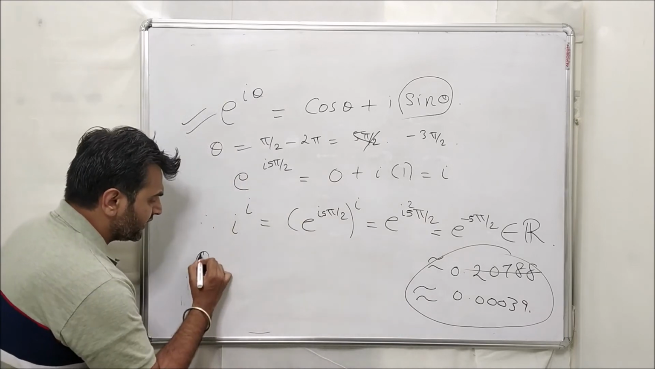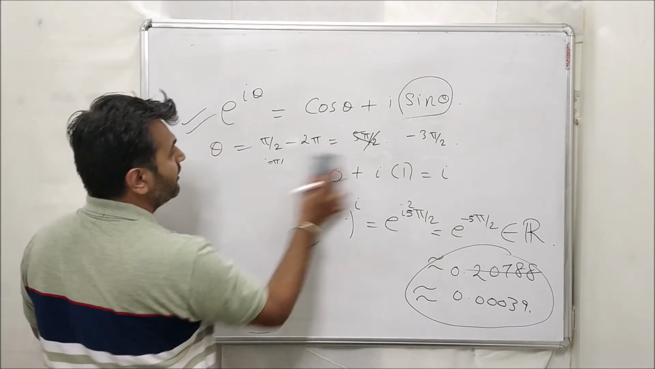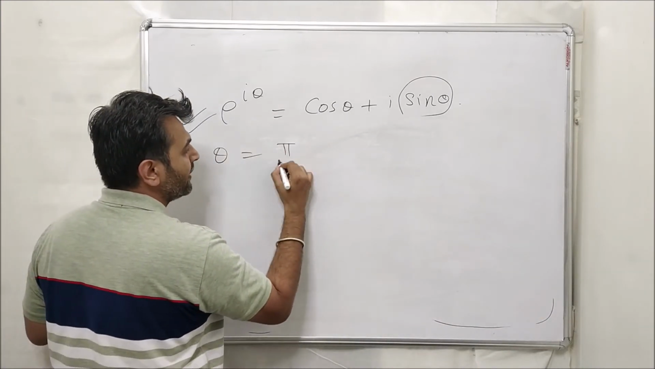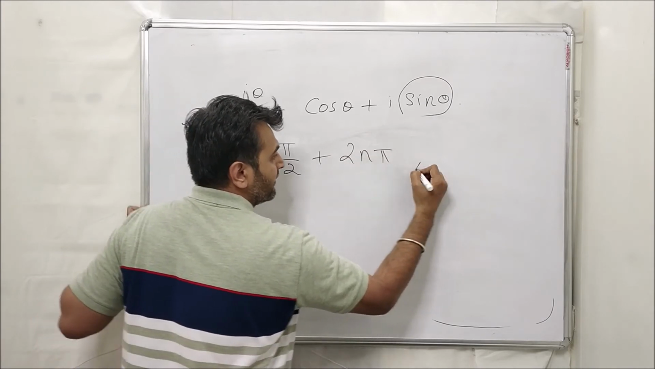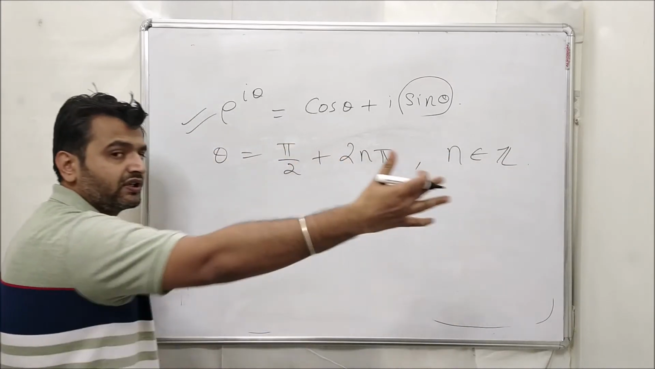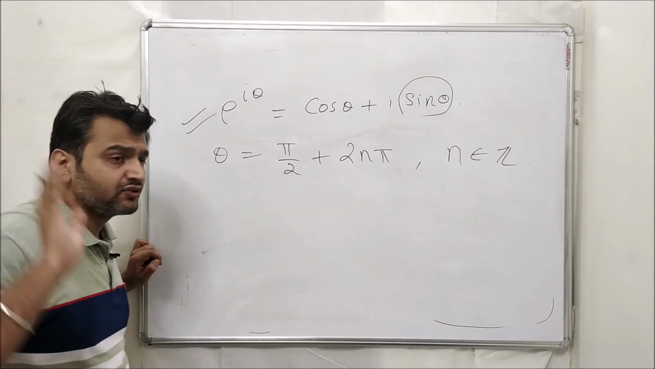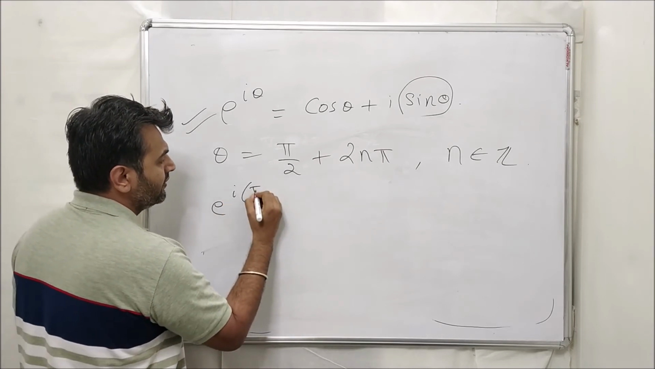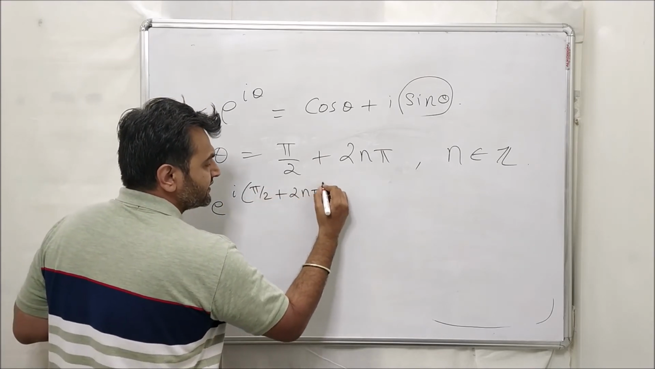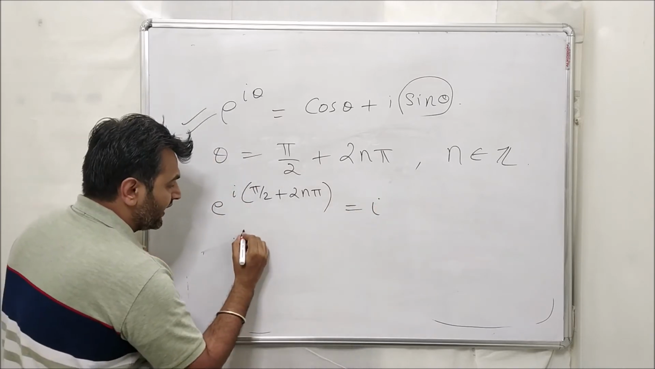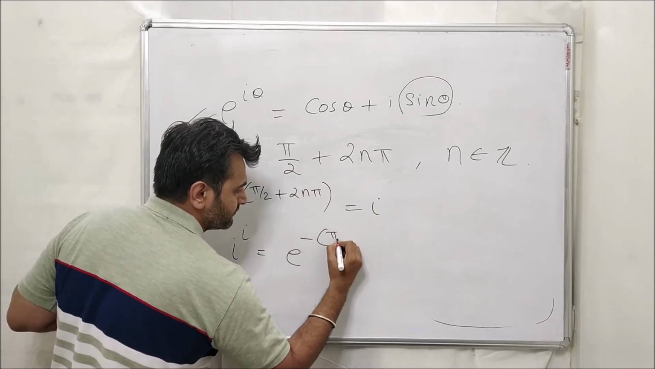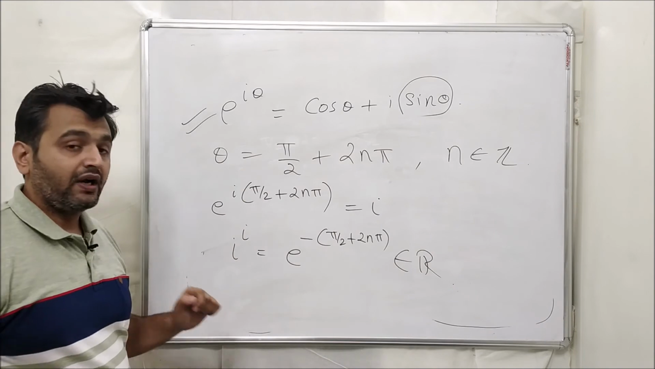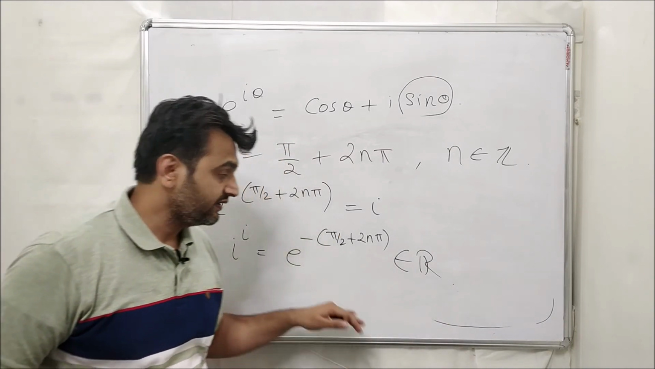In short, you take theta equal to, okay, let me erase this part. If I take theta equal to pi by 2 plus 2 n pi, where n can be any integer: 0, 1, 2, 3, 4, minus 1, minus 2, minus 3, minus 4, and so on. If I take this to be theta, then e raised to i pi by 2 plus 2 n pi is nothing but i itself, and therefore i raised to i becomes e raised to minus pi by 2 plus 2 n pi, which is a real number. So i raised to i takes infinitely many values, but it's a real number.